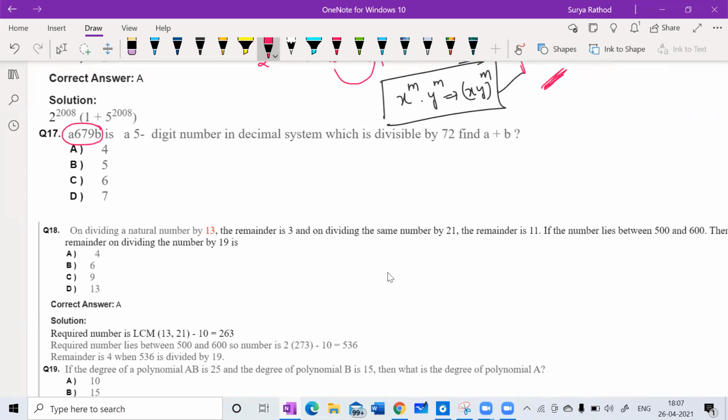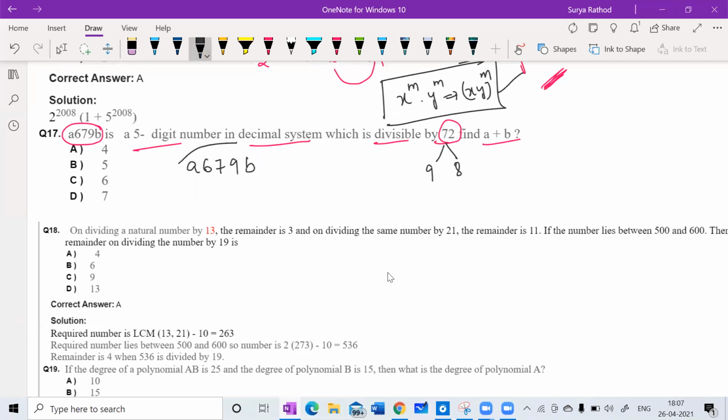A679B is a 5-digit number in decimal system, which is divisible by 72. Then A plus B is what? Very good question. Everyone, please look at this. How can we solve this question in a shortcut? See here, 72 can be written as 9 times 8. Are you getting my point? This is my 5-digit number. What is the place of A and what is the place of B? That is what he's asking.